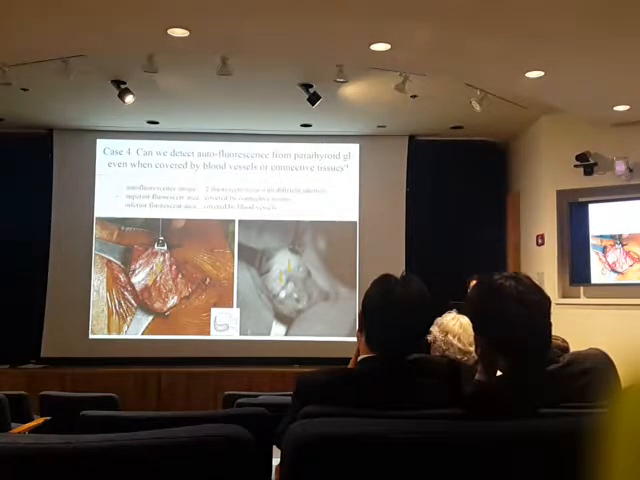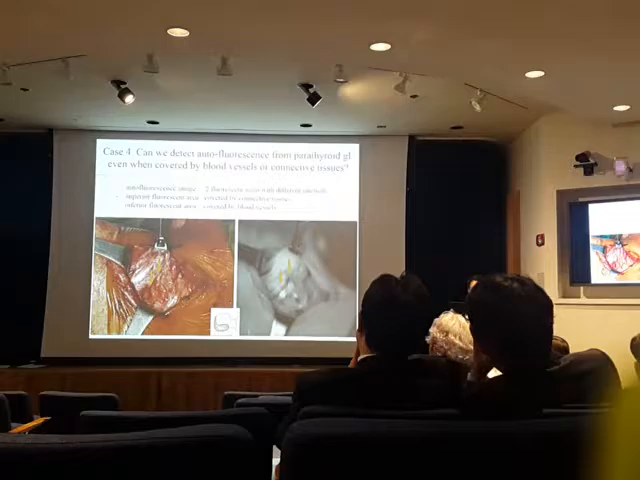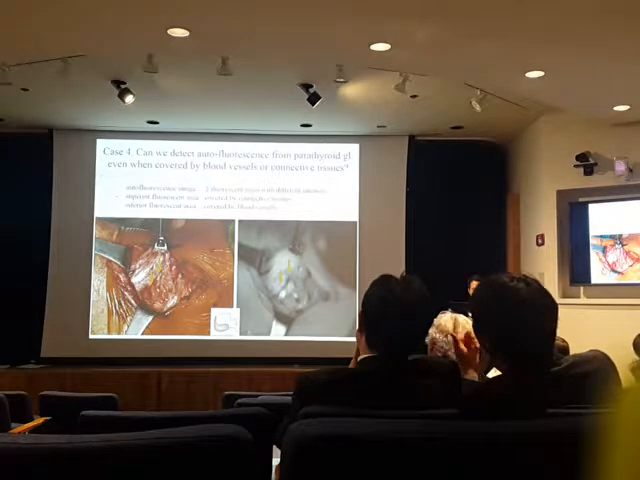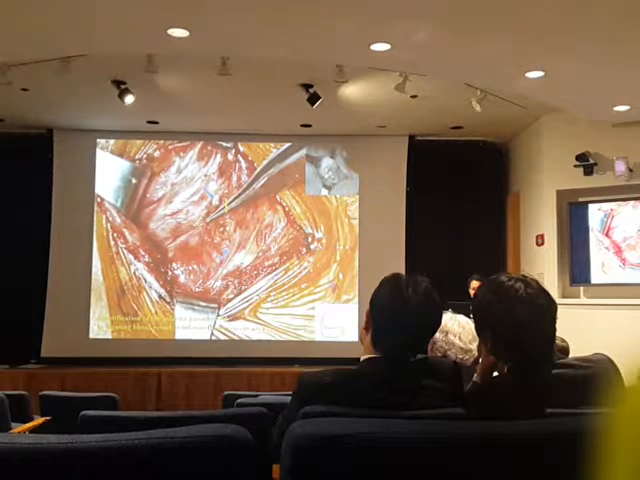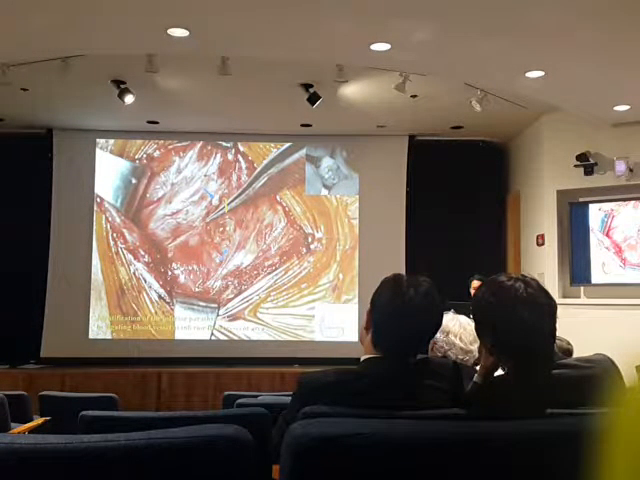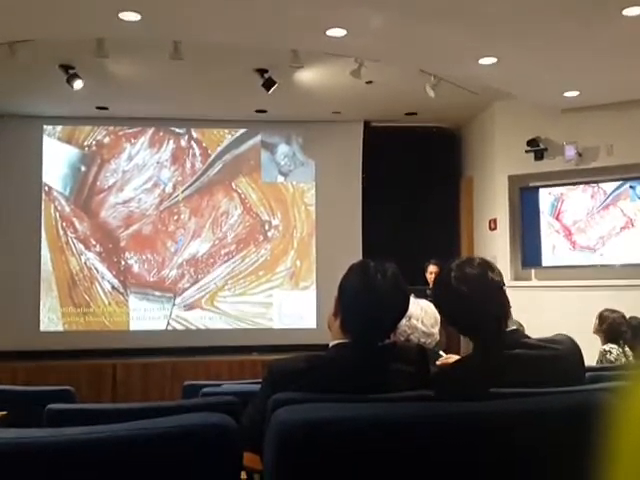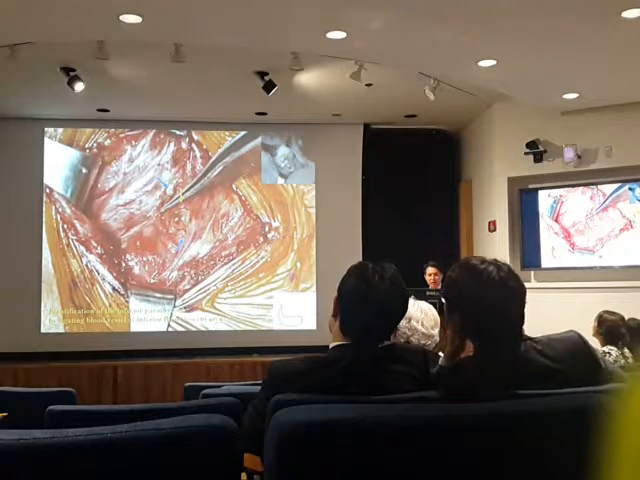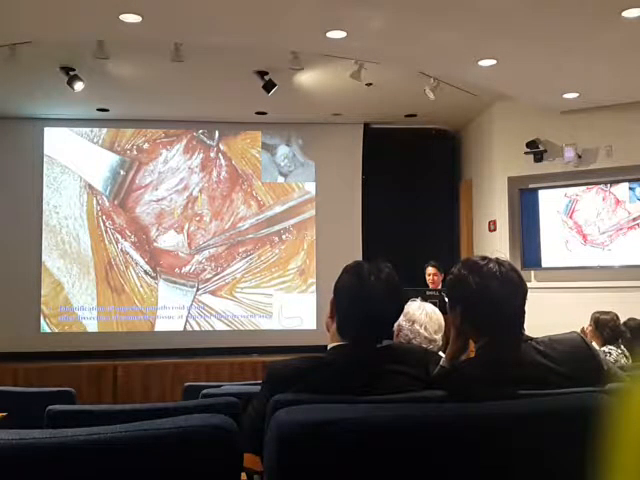And next is another very exciting case in which we could detect autofluorescence from parotid gland, even though they were covered by blood vessel or connective tissue. So with the guidance of this autofluorescence imaging, inferior parotid gland could be identified by ligating the blood vessels at the inferior fluorescence area, and superior parotid gland could also be identified by dissecting this connective tissue like this at the superior fluorescence area.